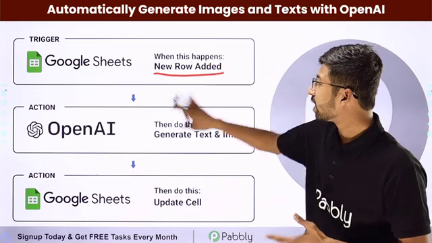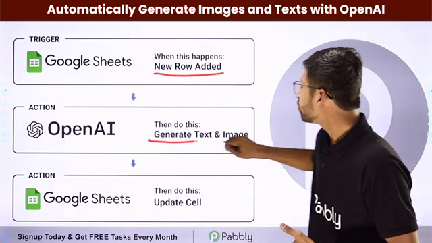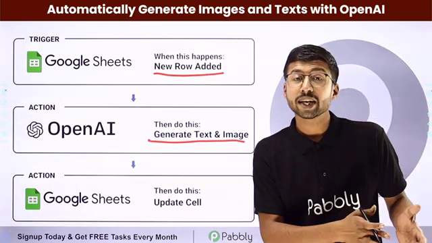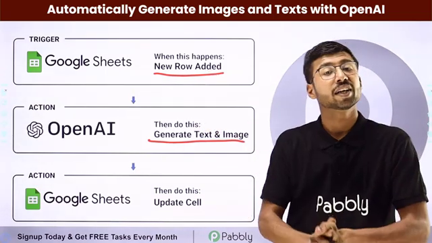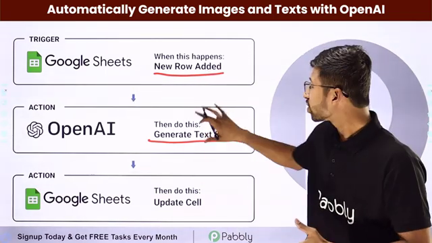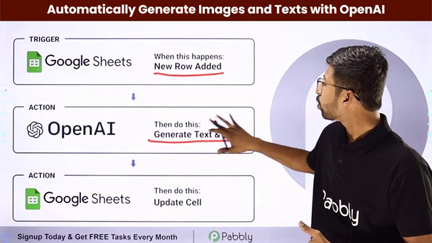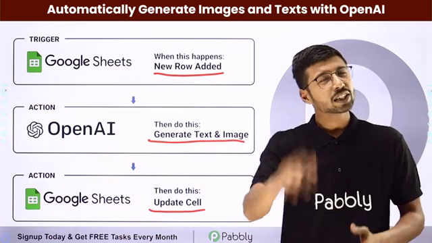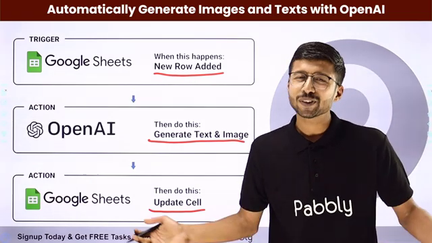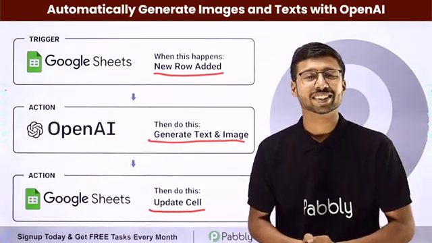And after doing this, in the action event, we are actually using OpenAI to generate some text content as well as the images for the same topic which we have entered in Google Sheet. And at last, after generating it, we are adding the same content and image URL into the same Google Sheet in the third step. Now guys, how you can set up this automation? To know this, you have to come with me to my screen.